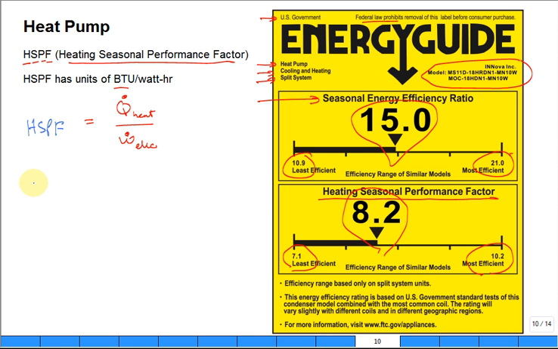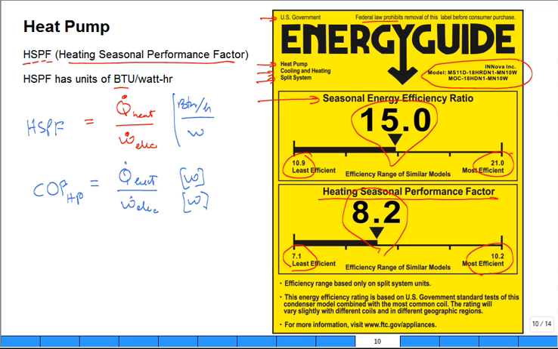Now we understand the coefficient of performance of the heat pump, true? What was that? Q dot heat divided by W dot elect. These looked exactly the same. It's just that the units are not the same. This is watts per watt, truly dimensionless, as we learned it and use it. This is BTU per hour divided by watt. So to convert back and forth again, what factor do we need?